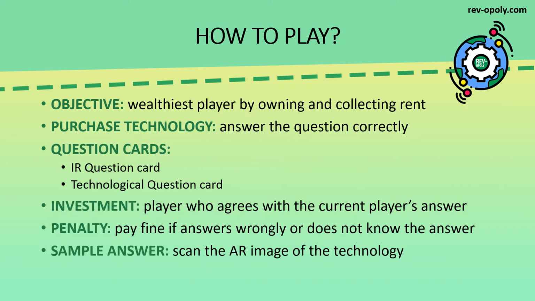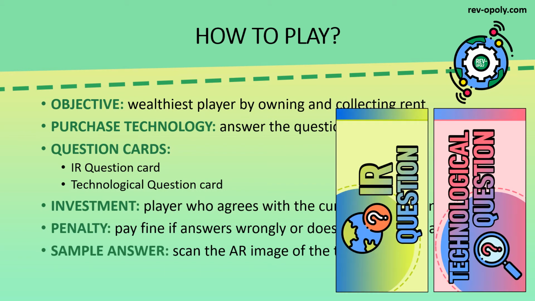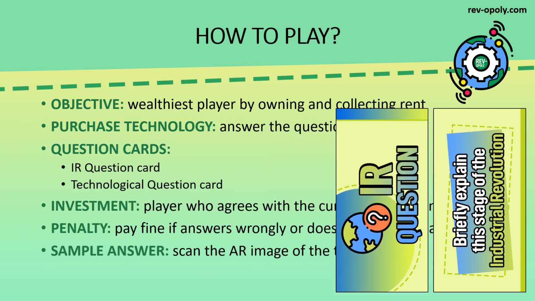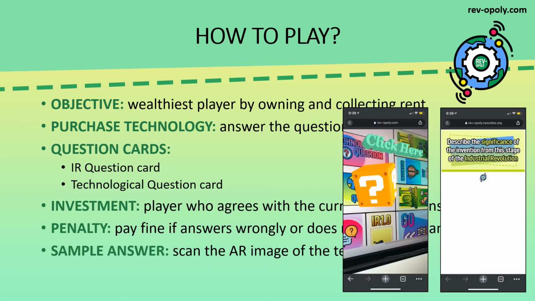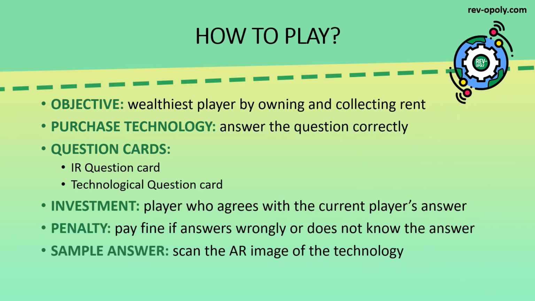How to play REV OPOLY? The objective of this game is to become the wealthiest player by owning and collecting rent of the technologies. To own the technology, the player has to answer the question correctly from the stacks of the IR question or technological question card before they can purchase it. These cards cover different types of technology questions. These question cards can also be scanned, which will redirect the player to a website that randomizes the same questions on these stacks of cards that the player has to answer.